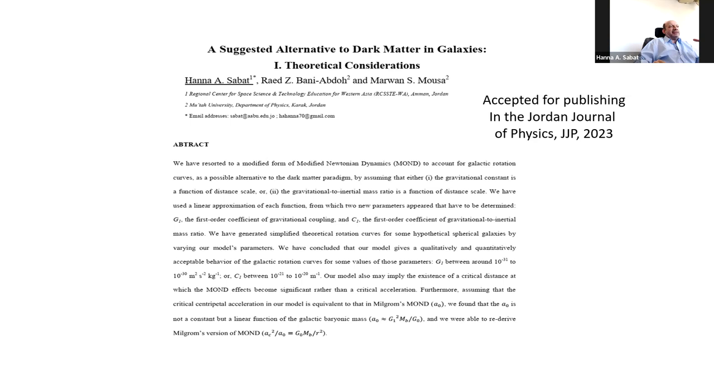Furthermore, assuming that the centripetal acceleration in our model is equivalent to that in Milgrom's MOND, which is the A naught, we estimated the critical centripetal acceleration. If it is the same as in Milgrom's MOND, we found that A naught is not a constant, but a linear function of the galactic baryonic mass. A naught, in this case, will be G1 squared times the mass divided by G naught, where G1 is the new constant from the expansion of the function, and G naught is the classical gravitational constant we know. And we were able to rederive Milgrom's version of MOND using this assumption.